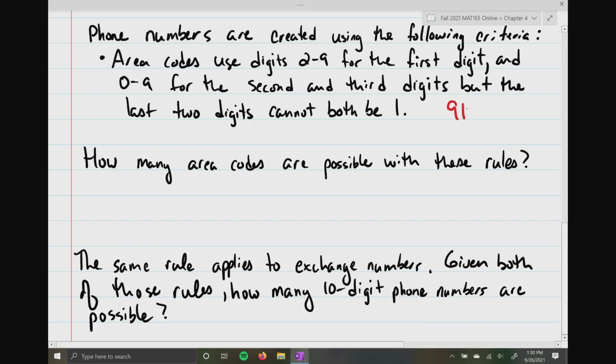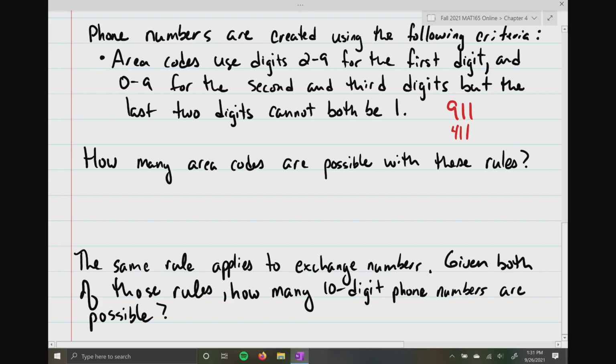The number 911 is not considered to be an area code because this is considered to be like an emergency number. 411 also is not an area code because that's like an information number or something like that. Okay? So the question here is, how many area codes are possible with these rules? So the way to think about this is the exact way that the multiplication counting rule is defined.